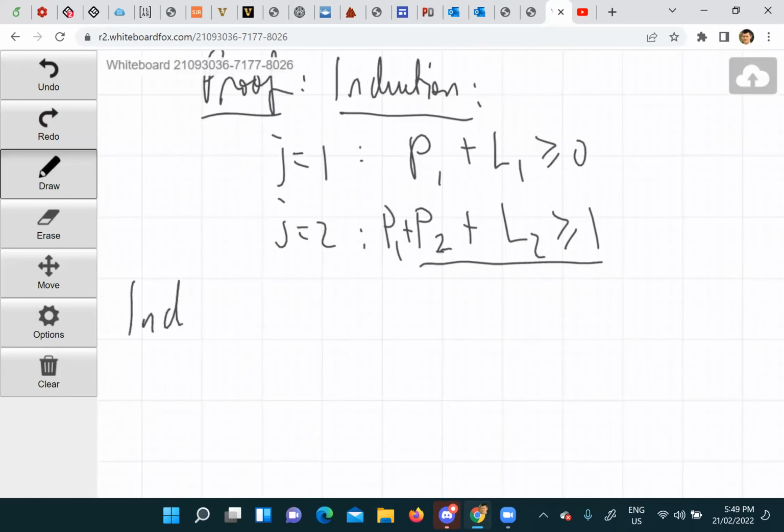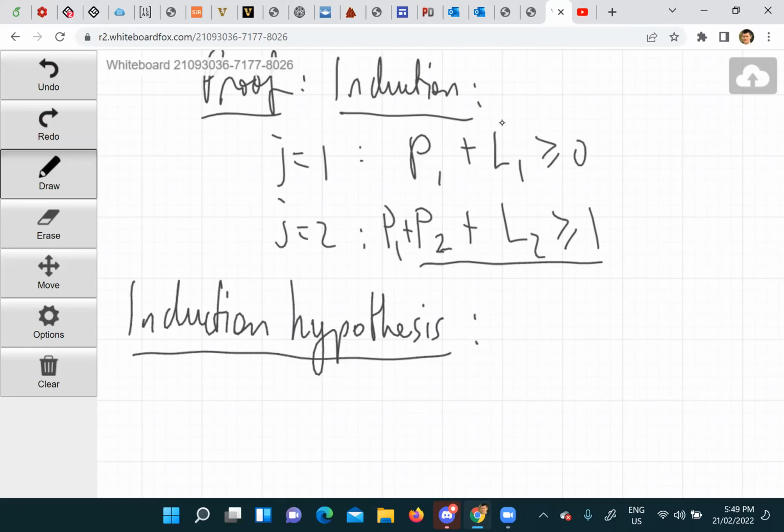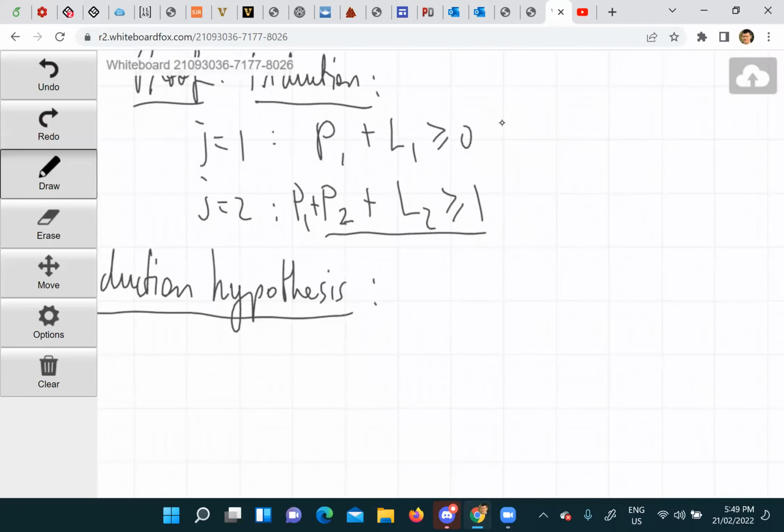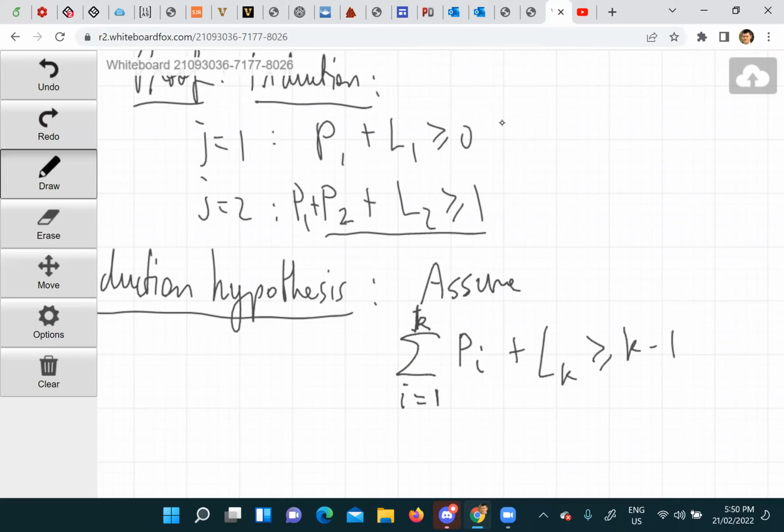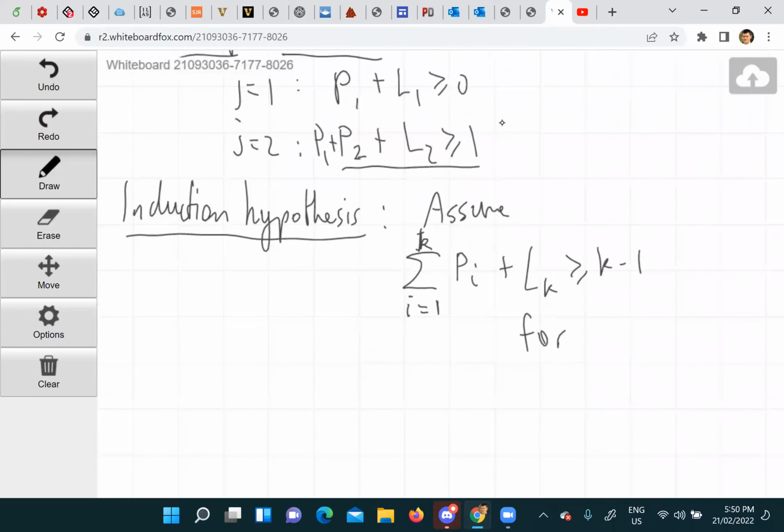So, induction hypothesis, okay? You know how I was saying, assuming it's true at any time, prove it's true for the next one, right? So the induction hypothesis is just assuming it's true, yeah? So assume that the sum up to j, right? I can use another letter. I can use the letter k, yeah? In my notation, I use k. So the sum of P_i up to k plus L_k is greater than or equal to k minus 1.